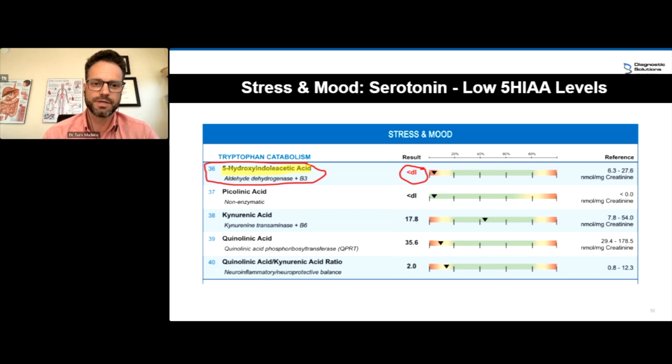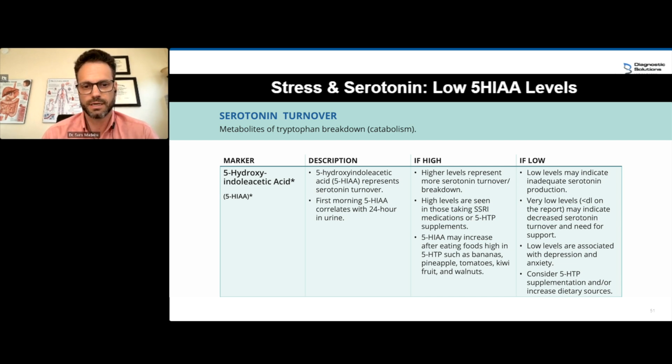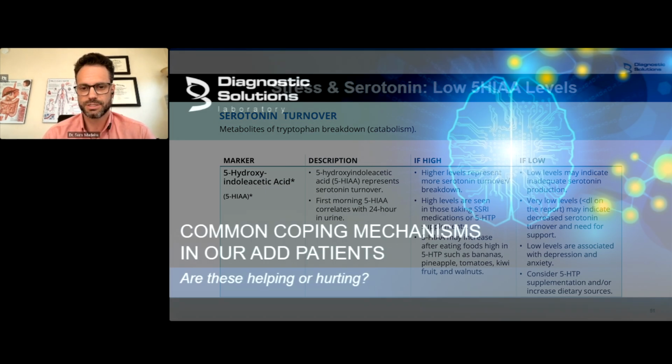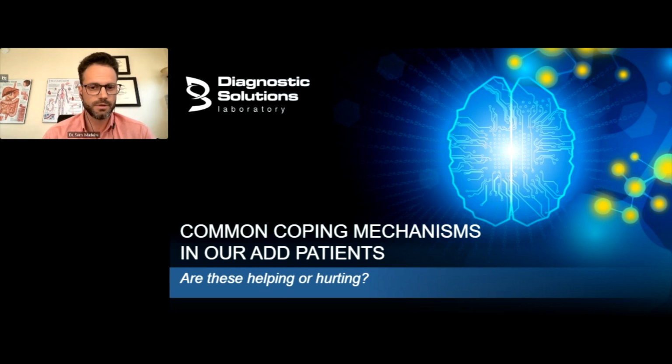If it was high, we would give vitamin B3 if it was up in the high normal. But since it's low, what do we do? So basically, first morning urine is also correlating with the 24-hour urine for this metabolite. So I thought that was important to highlight. But when it's very low, an undetectable level, less than DL, it's not able to be measured at all. We're looking at a serotonin turnover issue and needing a lot of support. So 5-HTP supplementation would be very helpful for him, or similar support nutritionally.